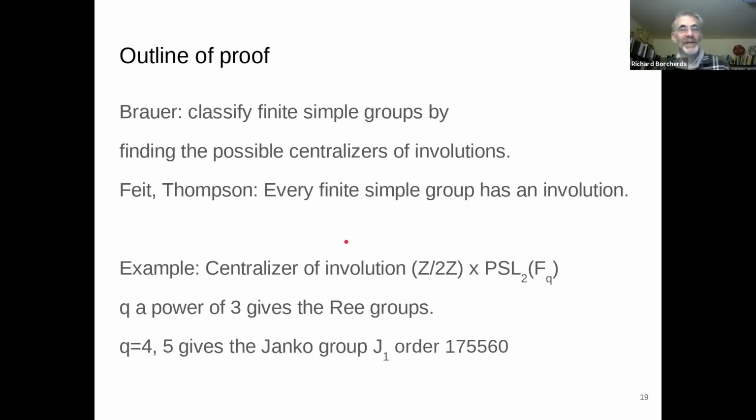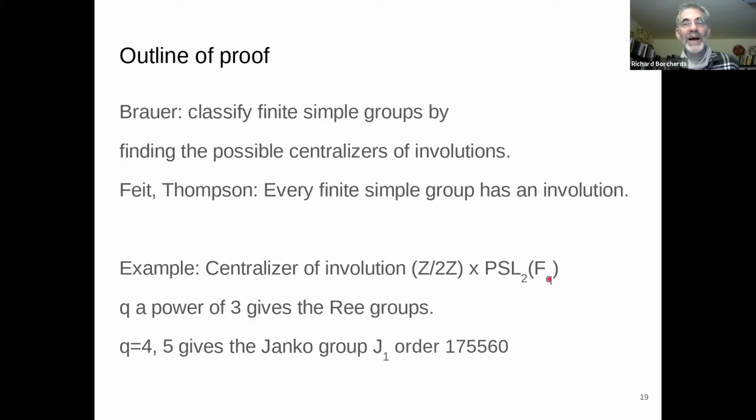So let's give an example of a little piece of a proof. So one particular possible centralizer of an involution might be a group of order 2, that's C modulo 2Z, times the group PSL2 of F_q. That's more or less 2 by 2 matrices over a finite field of order q.